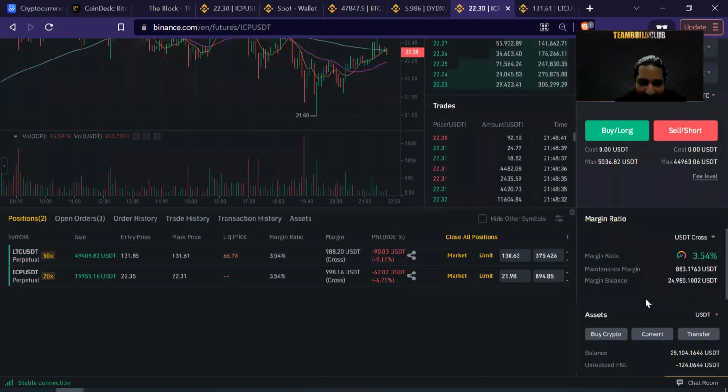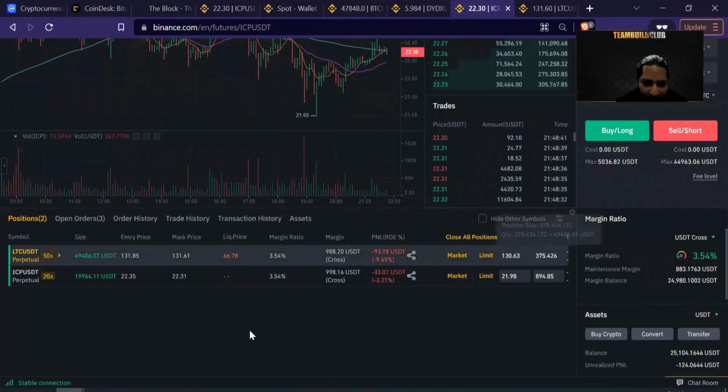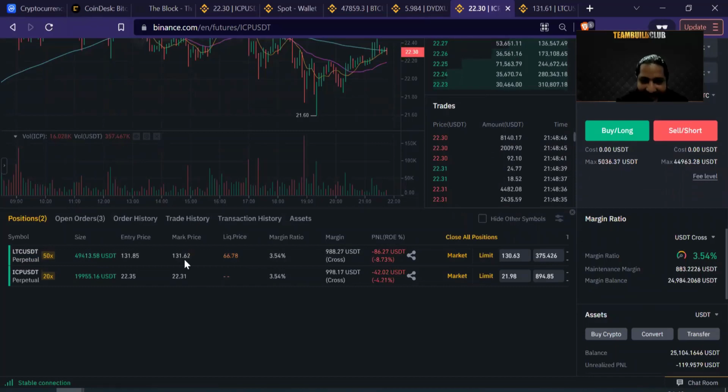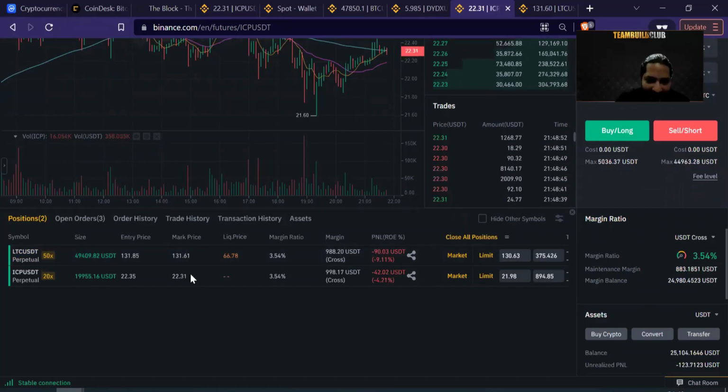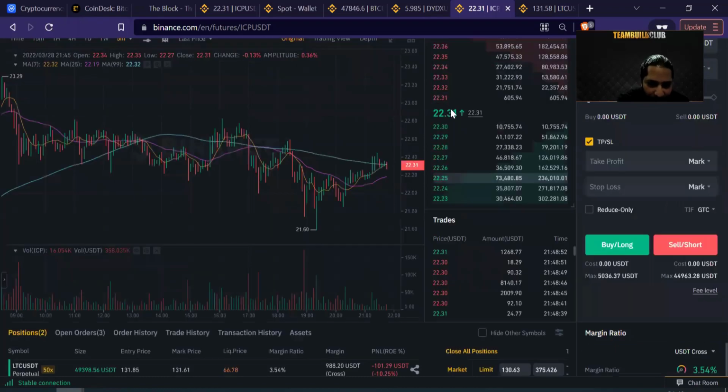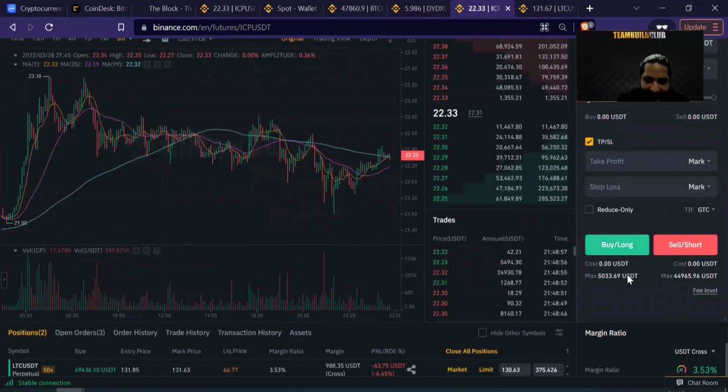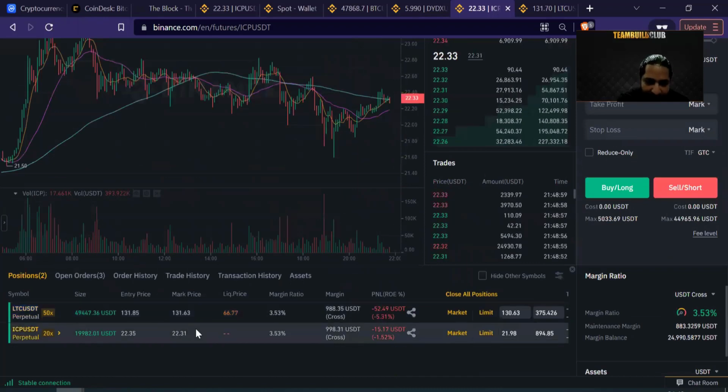So mark price means market price, guys. When you see mark price here, this is what the market is doing. It's showing you live what is happening in real time. 22.331 is the live price, and that's why it keeps moving, right?